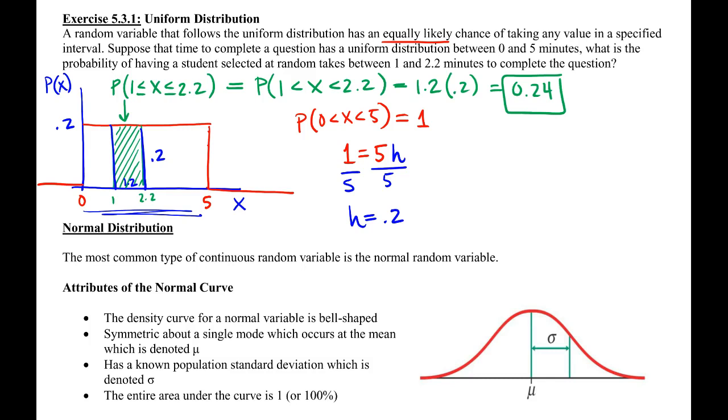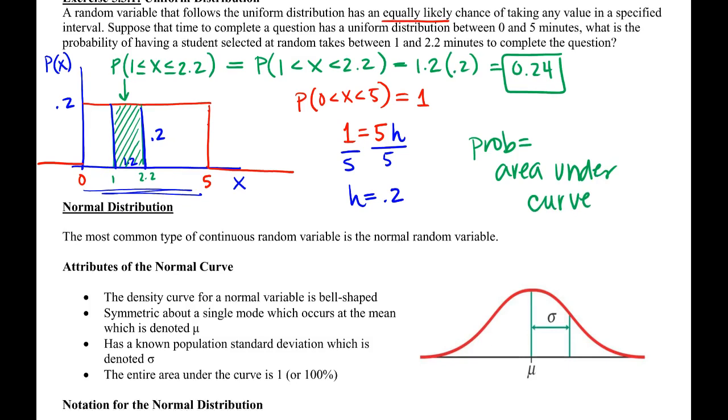I have definitely asked test questions about it in the past. I've asked questions that involve a triangle. Basically, what these questions come down to is just realizing probability is equal to area under the curve. As long as you know that, you should get any test question about that correct.